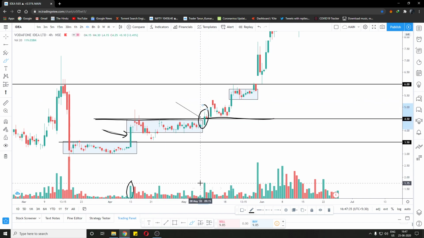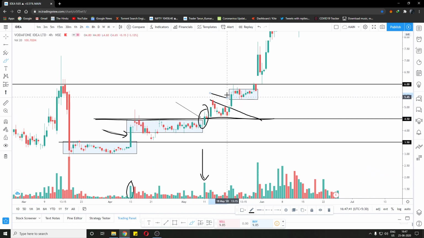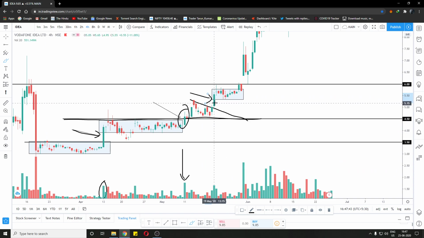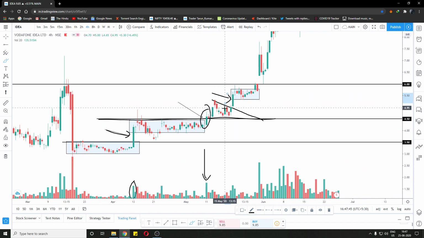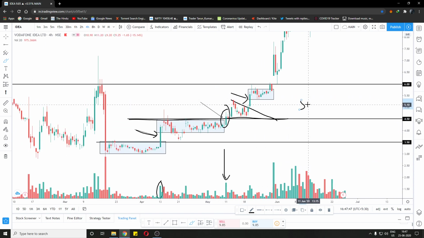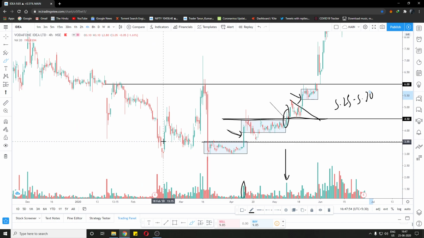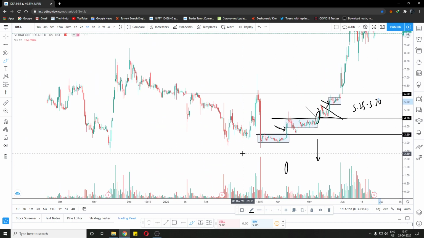This was another breakout, as you can see by the volume, and now at this trend line and this candle breakout, this is when I informed on 19th May in the group, when the price was around 5.25 to 5.30. Price was somewhere around here, and I said to buy, and the target was set for 11 rupees because of multiple reasons.